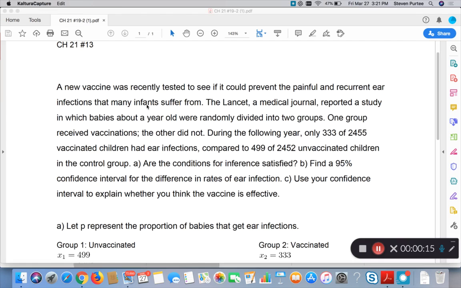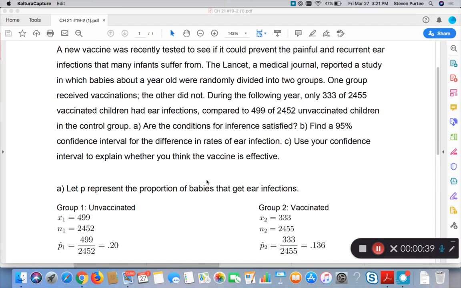This is a two-proportion confidence interval. We have two groups, and we're going to compare the success rate from one group versus the other. First thing we want to do is identify what our population and our success are. So if we read this, our population is babies, and the successful ones got ear infections. Notice we have two groups. We've got unvaccinated and vaccinated, but those are just the two groups that make up the population.